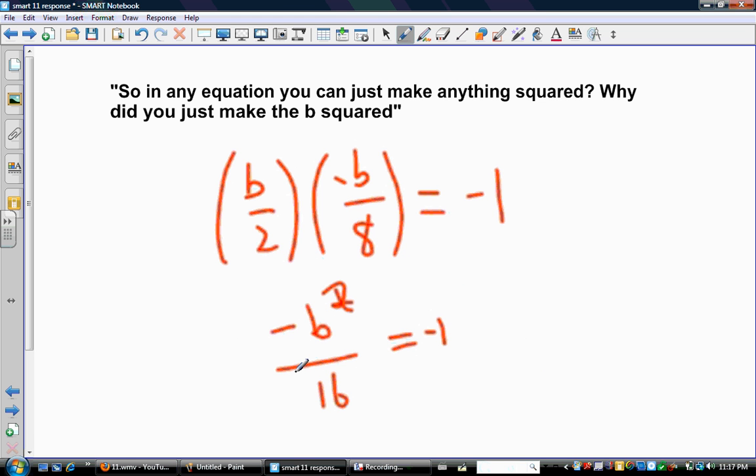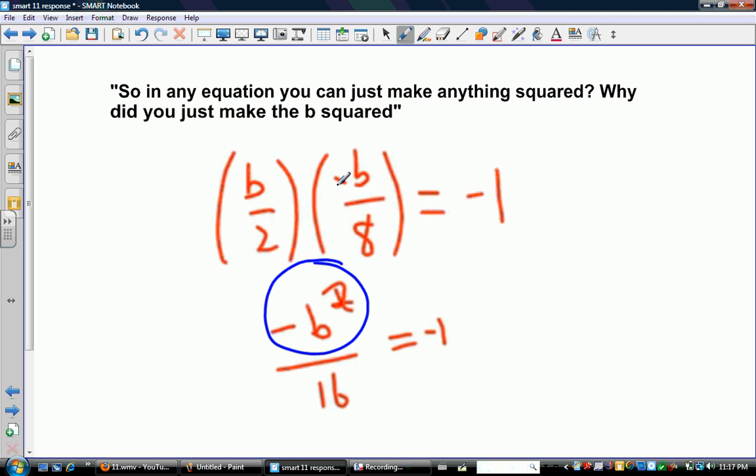So in any equation, you can just make anything squared. Why did you just make the b squared? So I went to the video and I found this, and this is the point where it looks like I made b squared. But obviously I didn't just make b squared. I was doing some math that resulted in a b squared appearing.